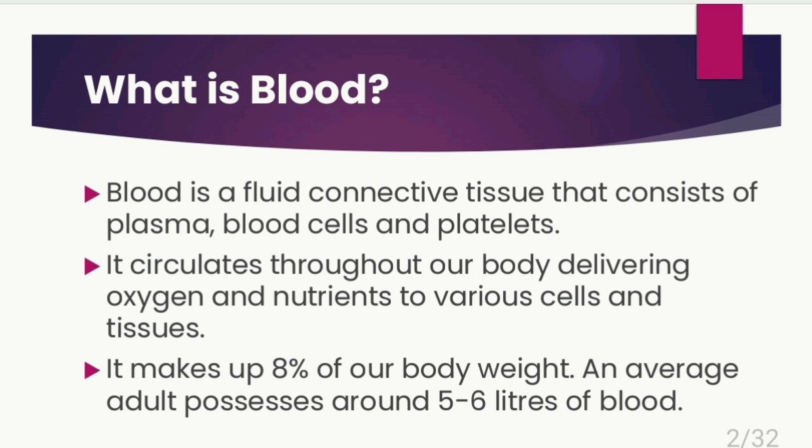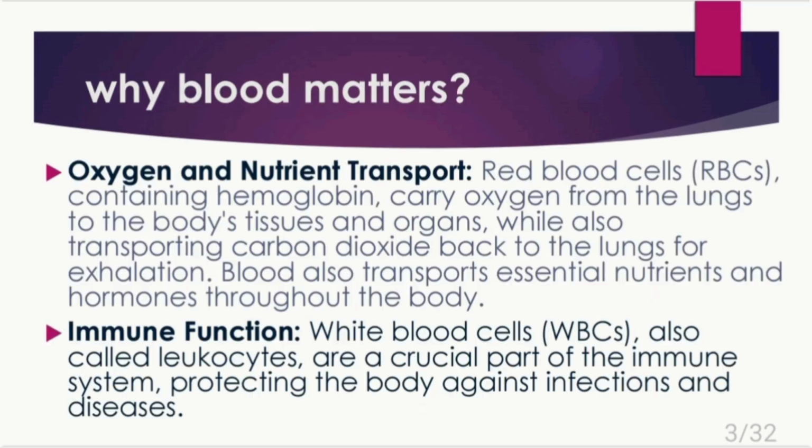So, the definition of blood is a fluid connective tissue and it is having plasma, blood cells, and platelets. Then the function of blood is to deliver oxygen and nutrients to the various cells of the body, and it makes up to 8% of the total body weight, and an average adult is having 5 to 6 liters of blood. Why blood matters?